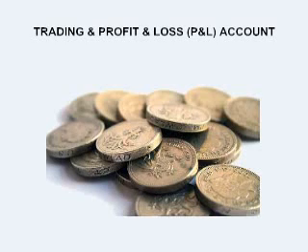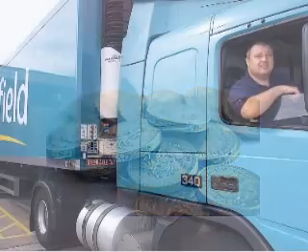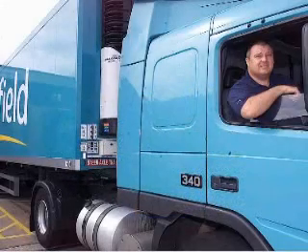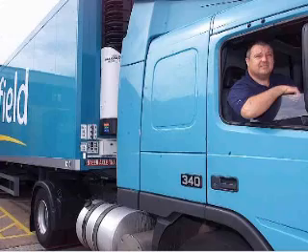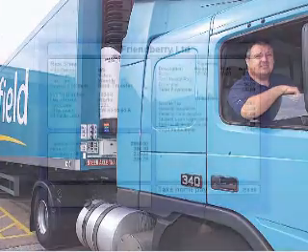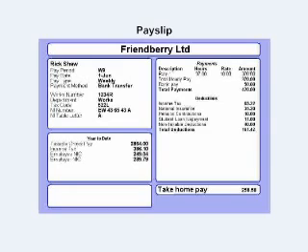Trading and Profit and Loss Account. First, let us make an analogy with your everyday life to give you the ideas. You get a payslip. On this is marked your total payments, your total wage, your total income.